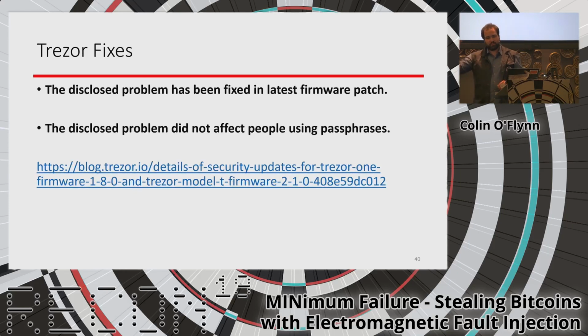A number of those fixes were pushed into the latest firmware. So what's released now has some of this protection built in. The same sort of attack would not work on a current model that's been updated. The other thing is, if you used a passphrase, not all the secret data was stored on the device, so it's not possible to break a device or recover the information from a device that did have that passphrase feature turned on.